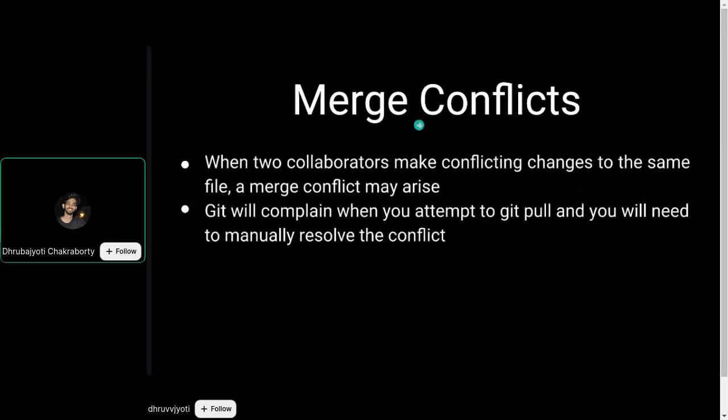Now, what are merge conflicts? A very important concept in GitHub. When two collaborators make conflicting changes to the same file, a merge conflict arises. Git will complain when you attempt to git pull, and you'll need to manually resolve the conflict.